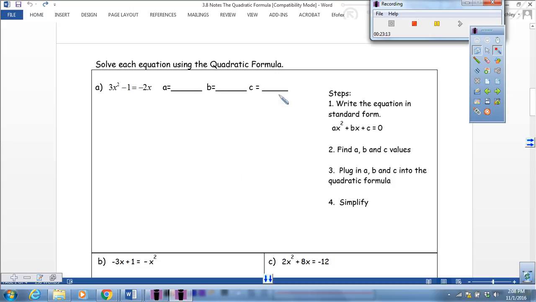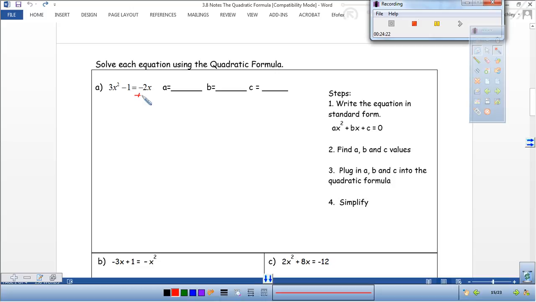Here's our a, b, and c. The first thing we need to do is write our equation in standard form. Then we can find that a, b, and c to plug into our quadratic formula. So we need ax squared plus bx plus c equals 0. I need to move the 2x over to this side so it's equal to 0. So I have to add the 2x to both sides. That's going to give me 3x squared plus 2x minus 1 equals 0.